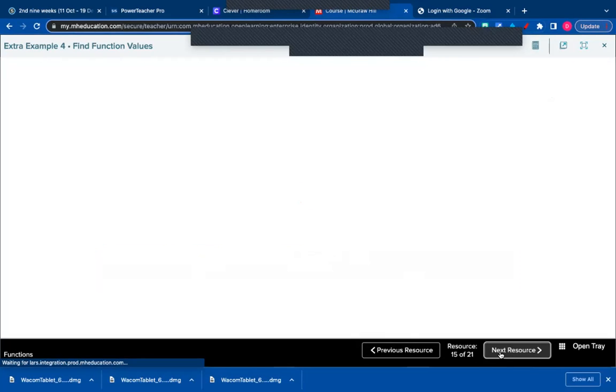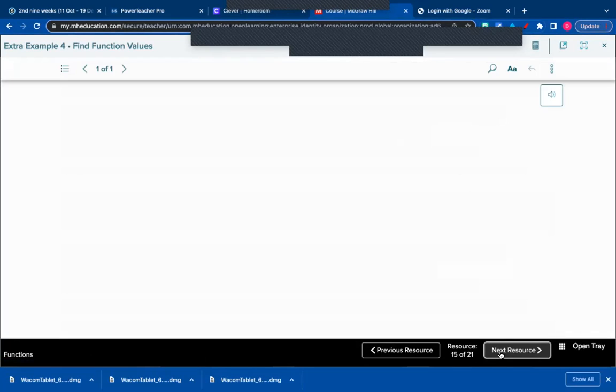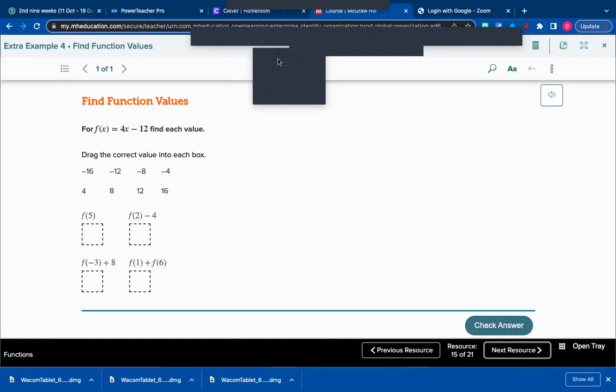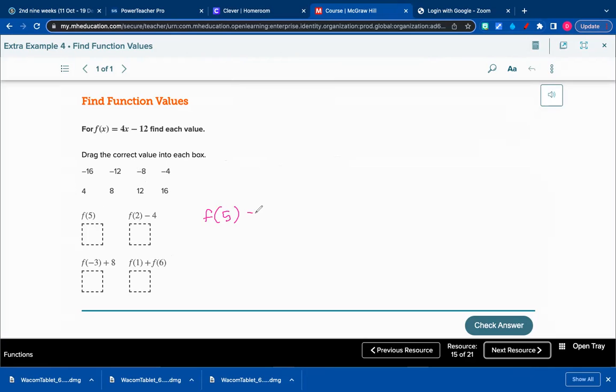Let's look at another example of finding function values. For f of x equals 4x minus 12, find each value. So we want to find first f of 5. So that means we put a 5 in where there's an x. So f of 5 would be 4 times 5 minus 12.